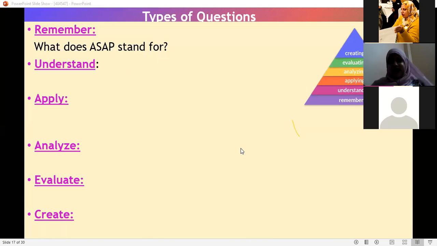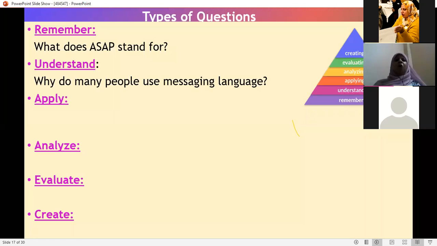What is the main idea of the text? Yes, it works. Okay. Why do many people use messaging language? This has been stated directly in the text. And also I like the question from Mr. Ahmed Hawatir, what is the main idea? Why do you use the messaging language? Okay, stop.